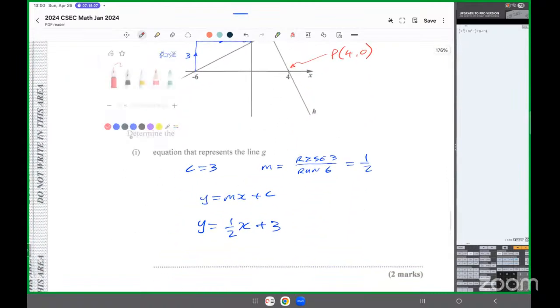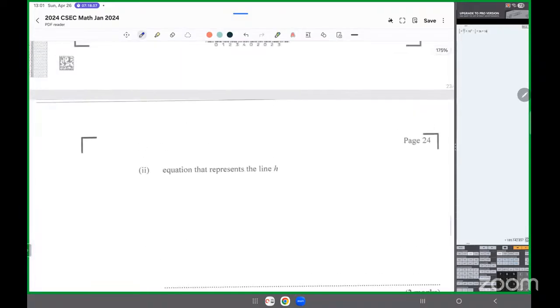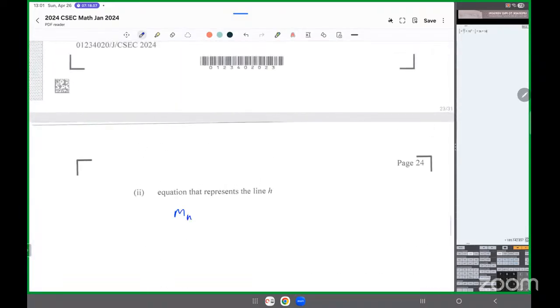So let's call this MG, so we can make the distinction. Down here now, the gradient of line H is minus 1 over the gradient of line G. The gradient of line G is a half. We have to calculate it because they didn't tell us, but they tell us that they're perpendicular. That's because G is perpendicular to H, that's why we can say this. And so to get this perpendicular gradient, flip this and change the sign to become -2.